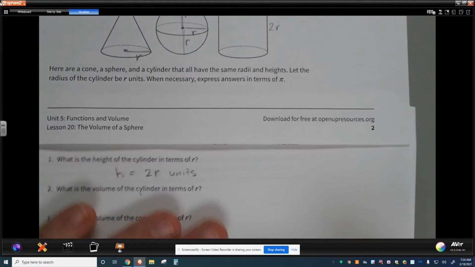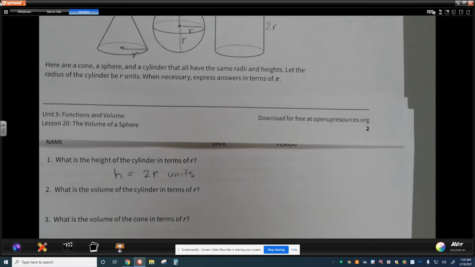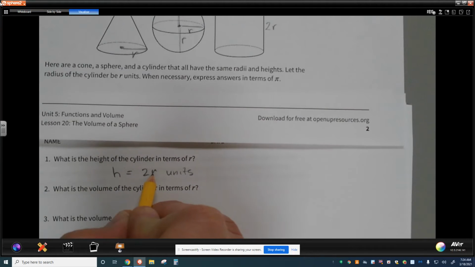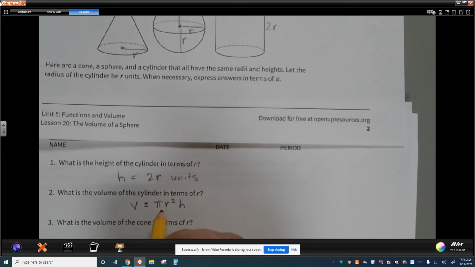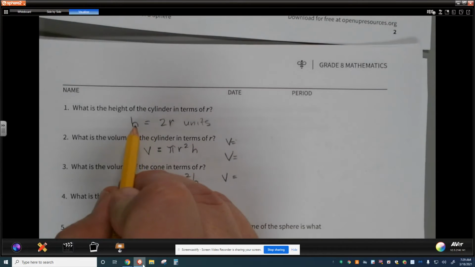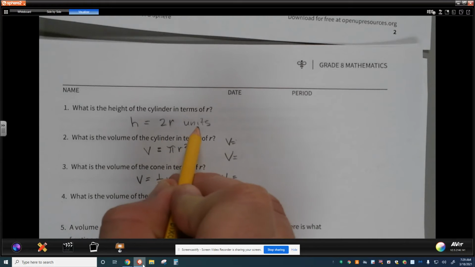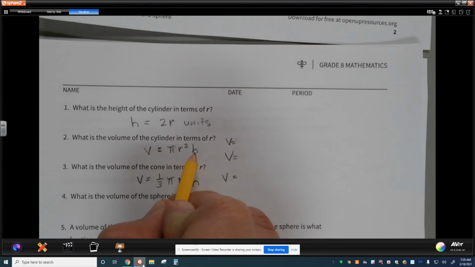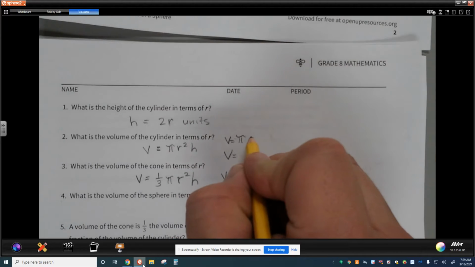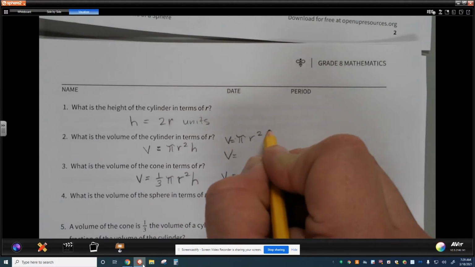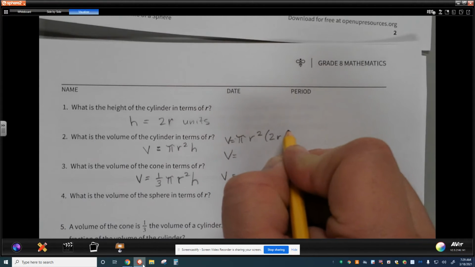Okay, so what's the volume of the cylinder in terms of r? Well, if we now know the height and we now know the radius, we can say that the volume of the cylinder in terms of r is going to be equal to pi times the radius squared times the height, so the area of the base times the height. Since the height is equal to twice the radius, we can substitute that into the volume formula. So we go back to pi times the radius squared times the height, which is 2 times r.